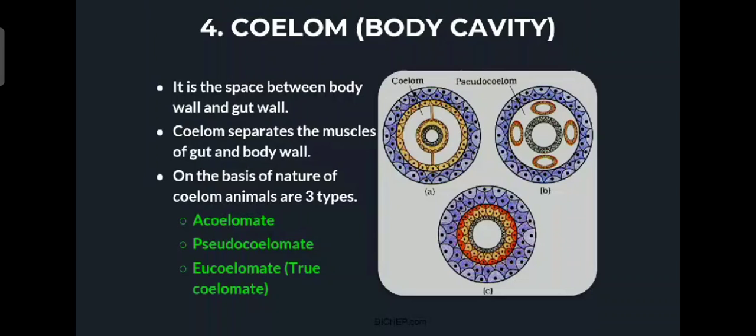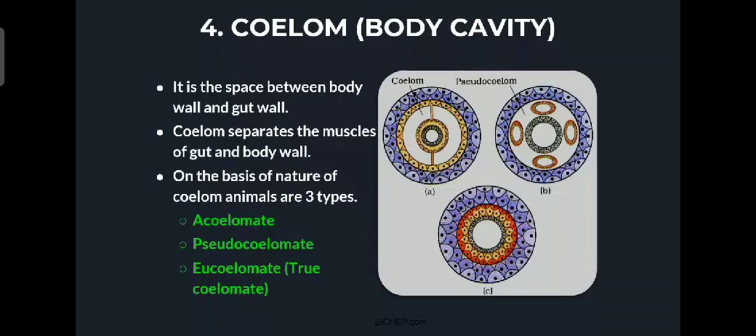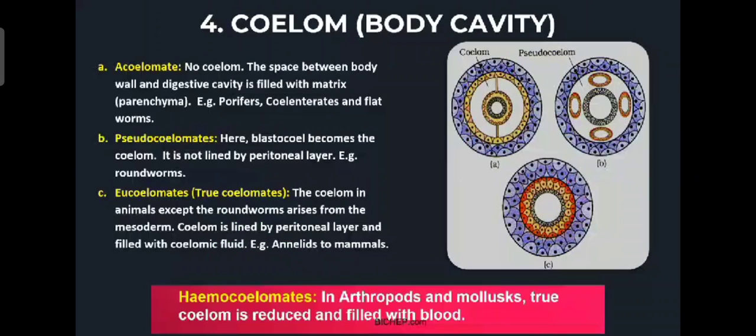So on the basis of nature of coelom, what type of coelom is present? Depending on that, three types of animals are there: acoelomate, pseudocoelomate, and eucoelomate. So number one, that is acoelomate. Acoelomate means what? A means absent. So coelom is absent, no coelom. The space between body wall and digestive system is filled with matrix. So it is called as the acoelomate.